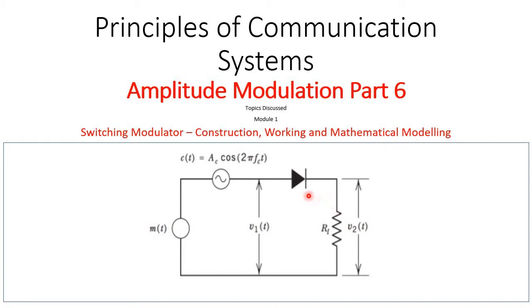One of the simplest methods to generate a standard AM is the switching modulator, as you can see here. The circuit essentially consists only of a diode and a resistor. M of t, that is the message, and C of t are given in series at the input, and the output is taken across the resistor. It's very simple, and that is one of the advantages of AM: its generation and detection are very simple.